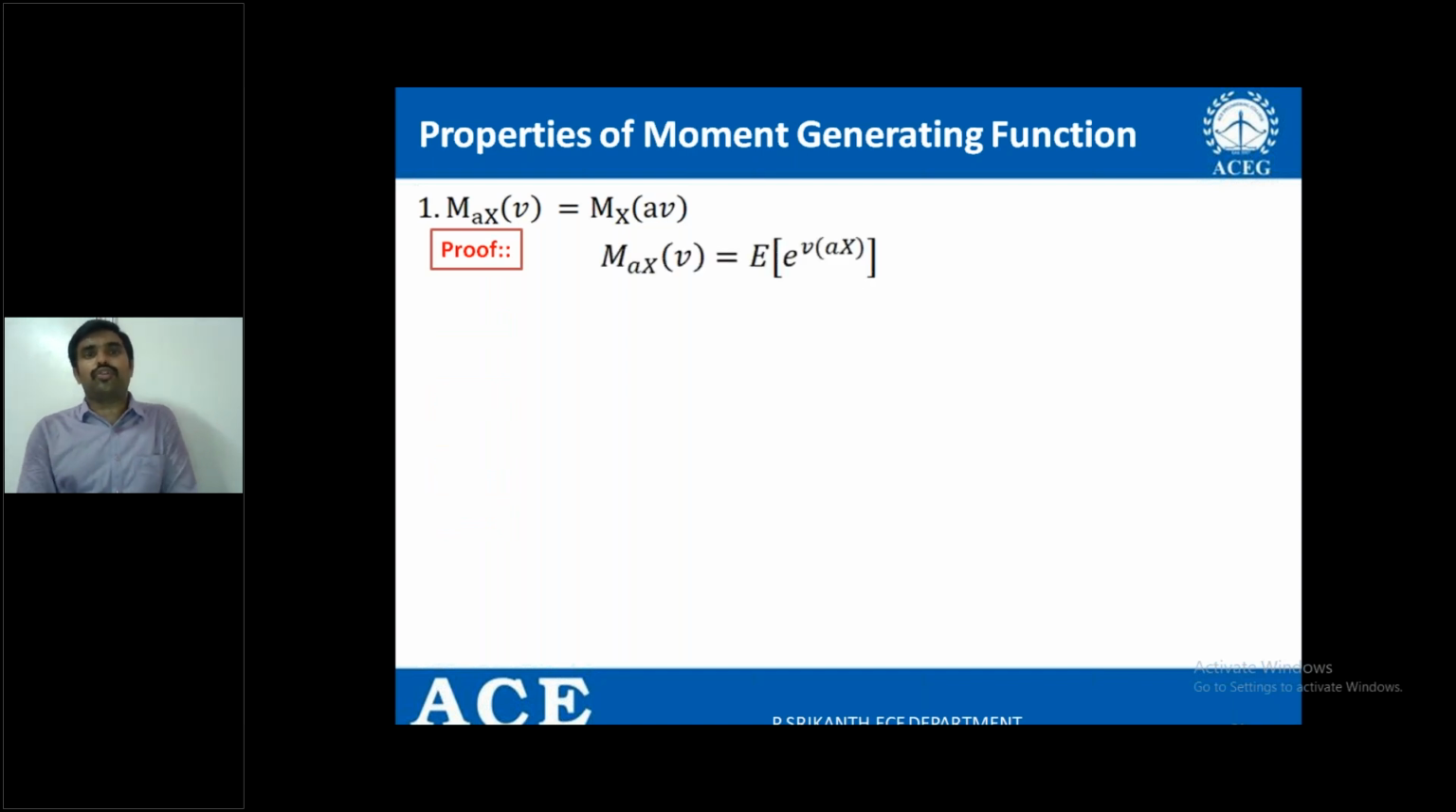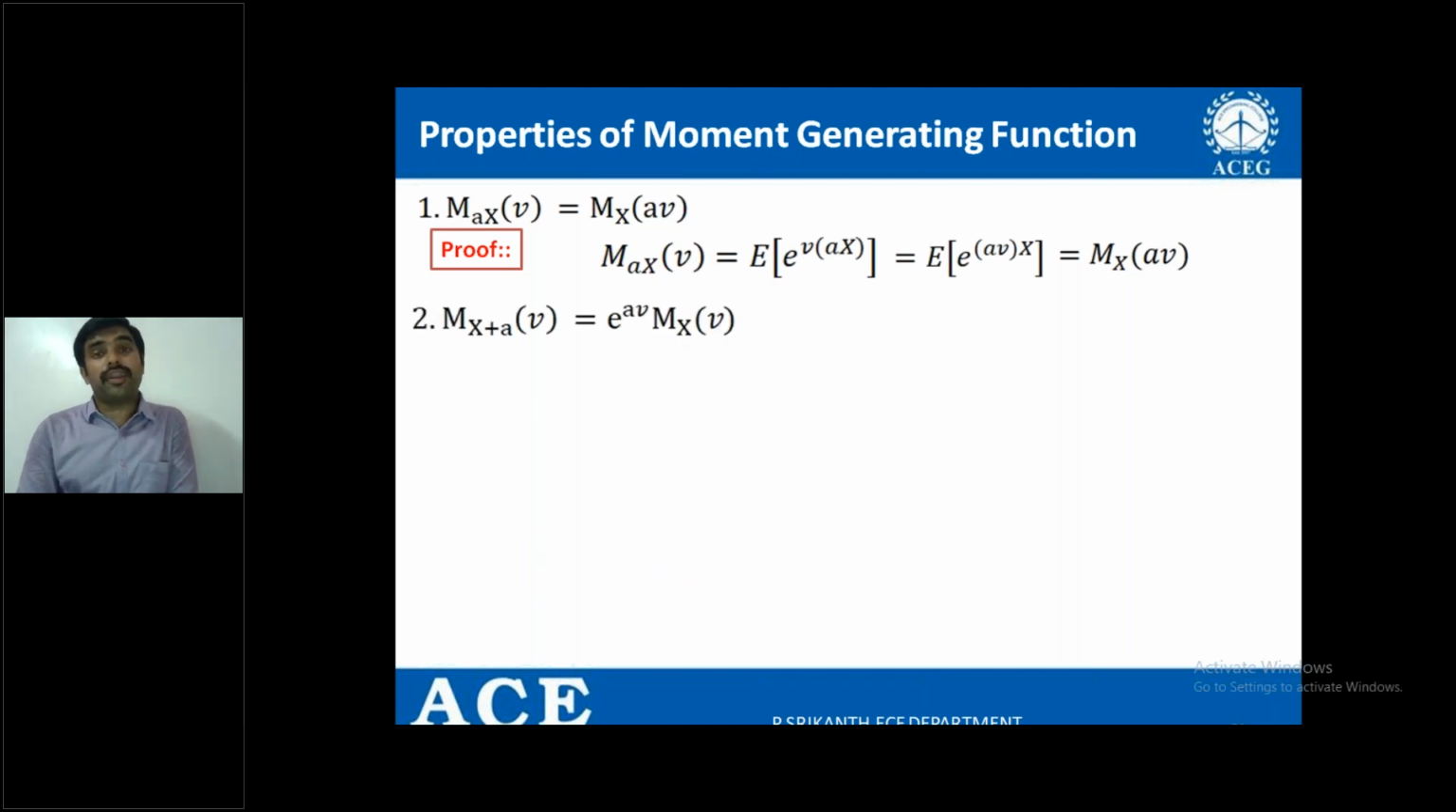What is the proof? Here m of ax of v is nothing but the expectation of e power v into ax, right? Now let us change the order here. If I rearrange the terms, it is the expectation of e power av into x, right? So therefore I can write it as mx of av. Simple proof, right?